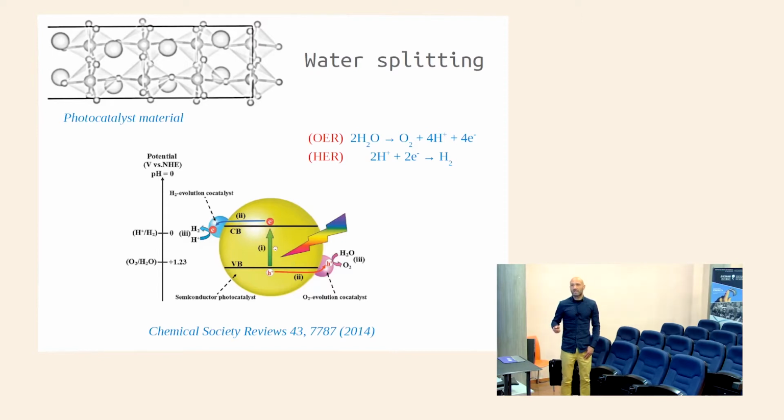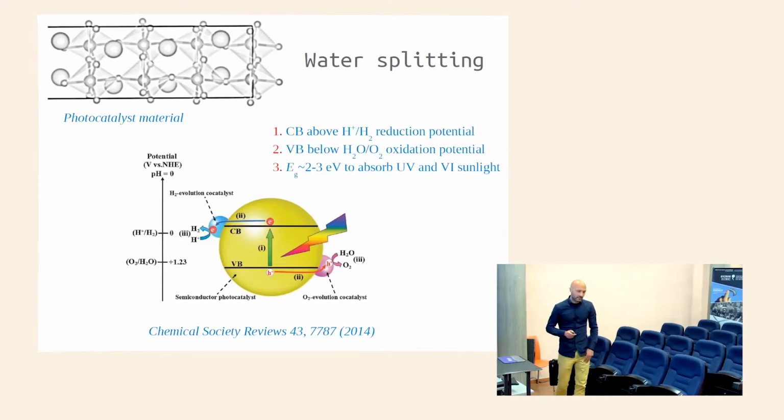If we have a material which absorbs sunlight within the ultraviolet and visible spectrum, we may have a large production of these pairs, these excitons, and therefore we can couple these two reactions. From a more physical perspective, which are the main characteristics that a photocatalyst material needs to fulfill?